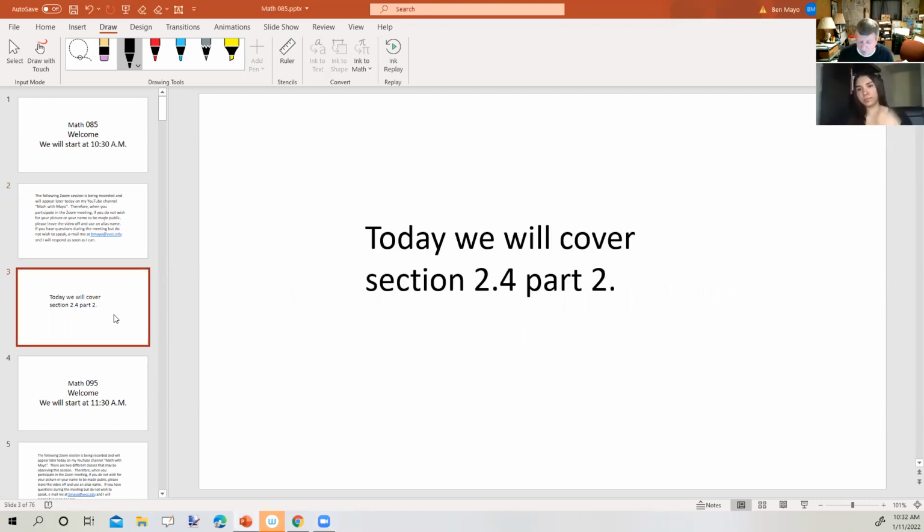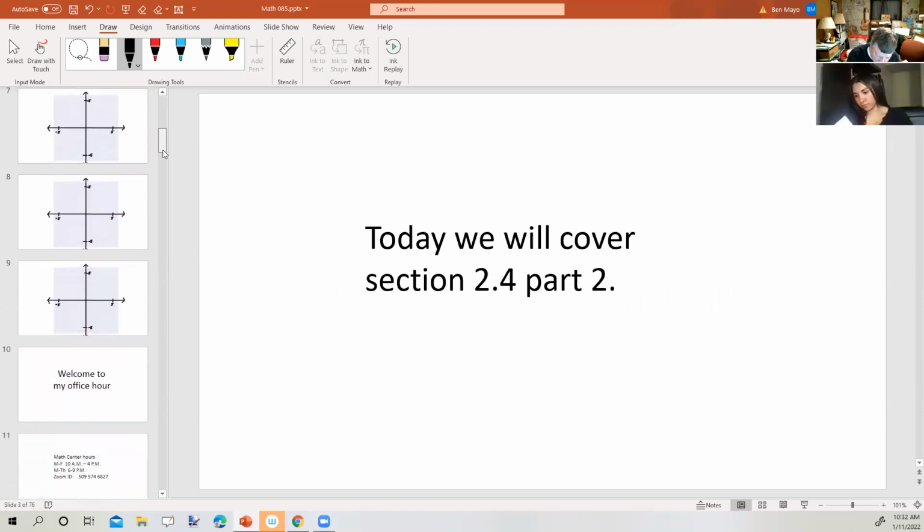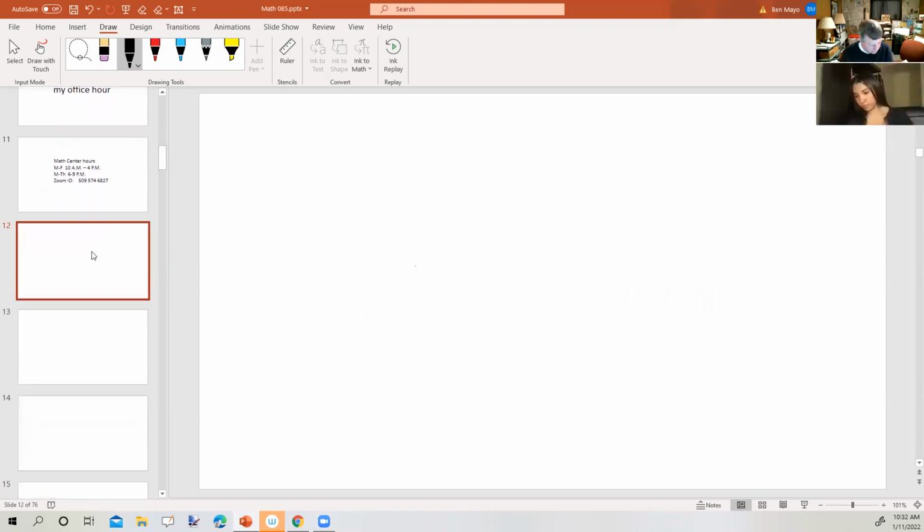Okay, so today we're back on schedule. We're going to do section 2.4 part 2, and I'm going to start with some examples. This first one says solve the formula for the specified variable. We have V equals 1/3 pi r squared h, and we are to solve for h.